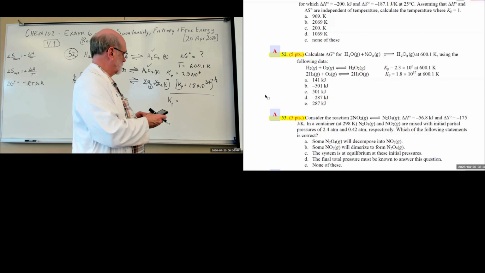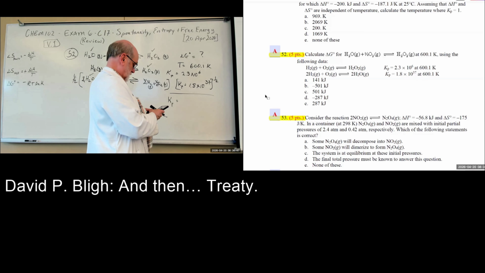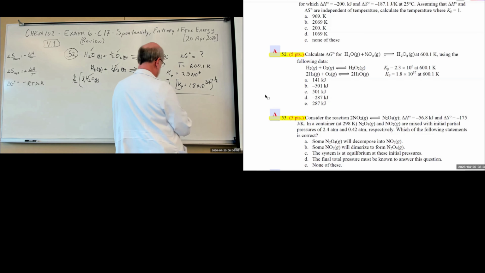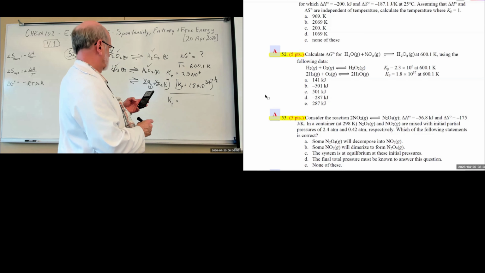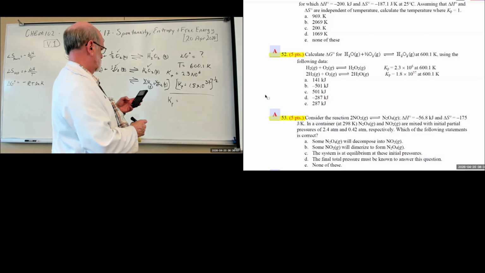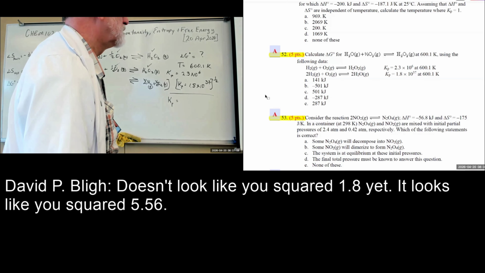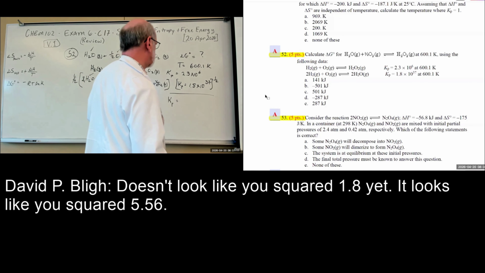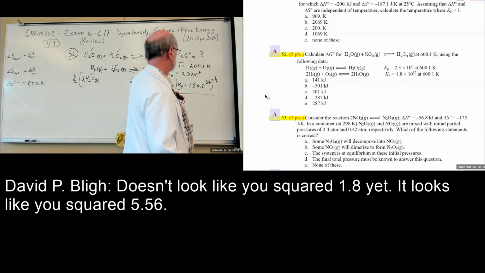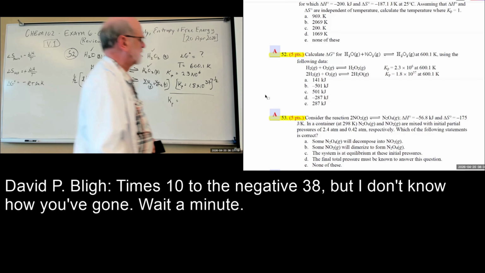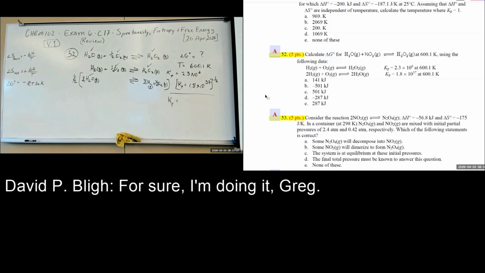Where's my key? There it is. And then 3, 6. So you get in the 24th. No. Wait a minute. Doesn't look like you squared 1.8 yet. It looks like you squared 5.56 times 10 to the negative 38, but I don't know how you've gone. Wait a minute. Be sure I did it right.